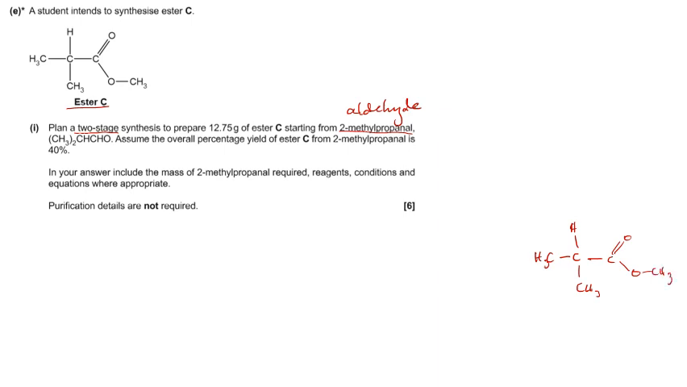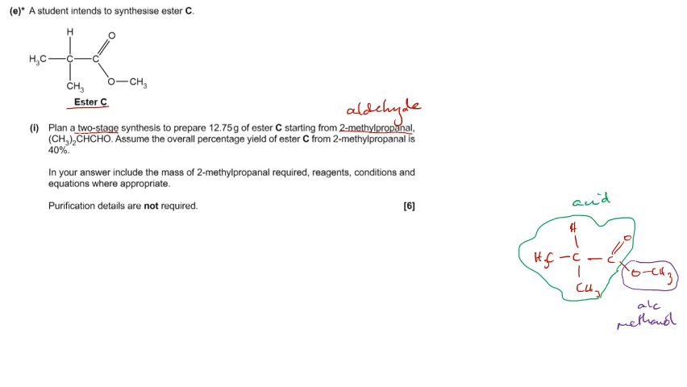So there we have our ester, and then we can remind ourselves that we usually make an ester from an acid and alcohol. This bit here is going to come from our alcohol, and this bit here is going to come from our acid. So what alcohol are we going to need? Well, that is methanol. Methanol's going to give us that bit of the ester.